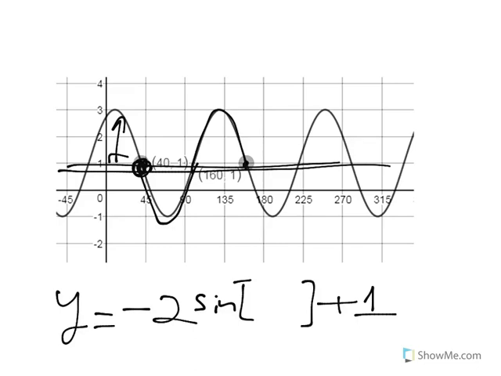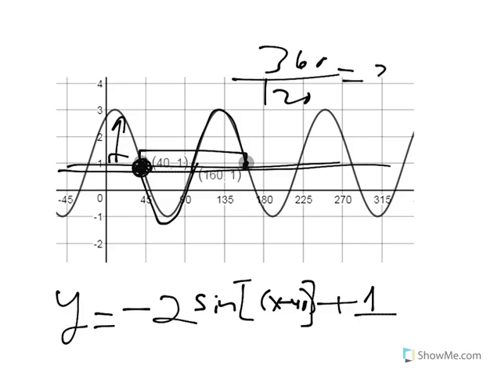And now inside here, since I have 40 as the starting point, I want x minus 40. And because this goes from 40 to 160, that's 120. And then I divide 360 by that, and I get 3. So 3 goes out here.